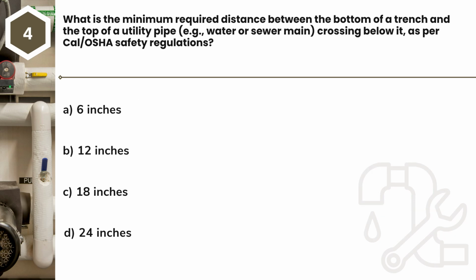Question 4. What is the minimum required distance between the bottom of a trench and the top of a utility pipe, example water or sewer main, crossing below it, as per Cal/OSHA safety regulations? A. 6 inches. B. 12 inches. C. 18 inches. D. 24 inches.